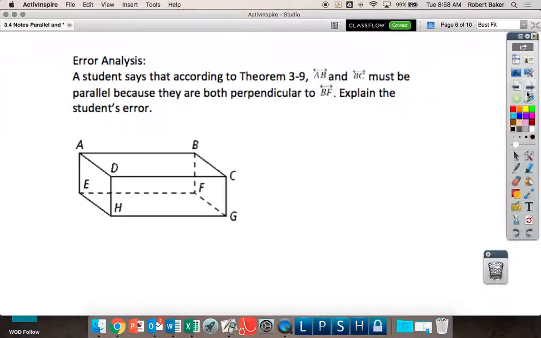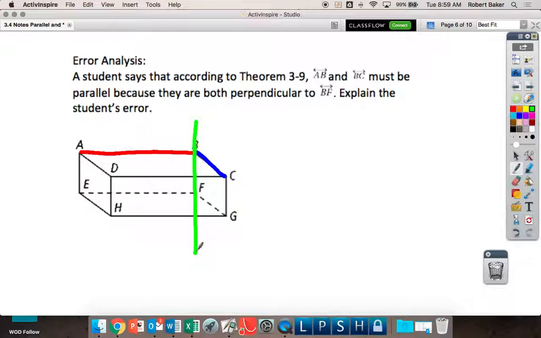We're going to skip this error analysis question, so skip to the box. It says, a student says that according to Theorem 3-9, AB, let's call AB the red line, and BC, we'll call that the blue line, must be parallel because they are both perpendicular to BF. The red line is perpendicular to the green line. The blue line is perpendicular to the green line. So by definition, they must be parallel.